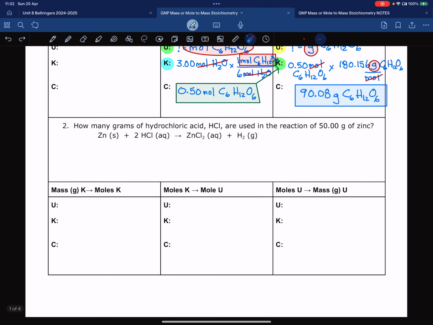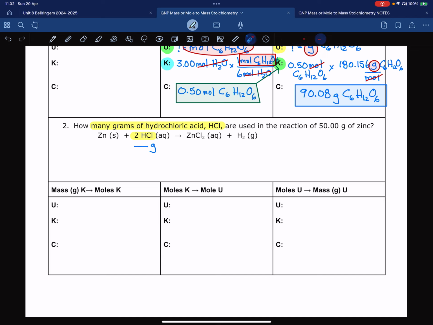So here we go. How many grams of hydrochloric acid are used in the reaction of 50 grams of zinc? So first thing we're going to do, we're going to try to find the unknown. How many grams of hydrochloric acid? Okay? How many grams of hydrochloric acid? So that is my original unknown.